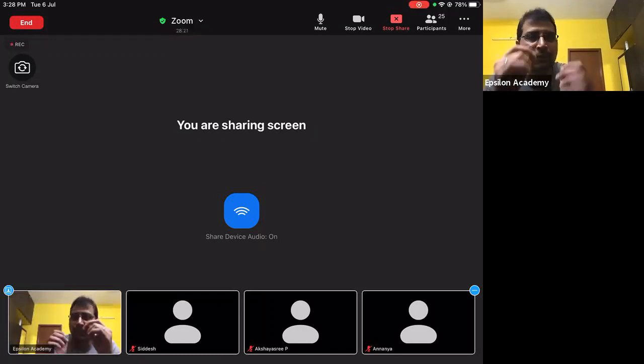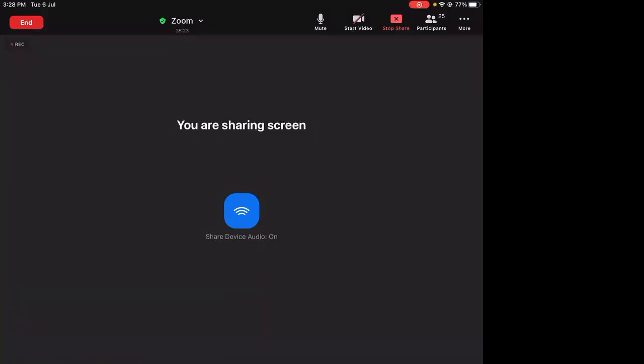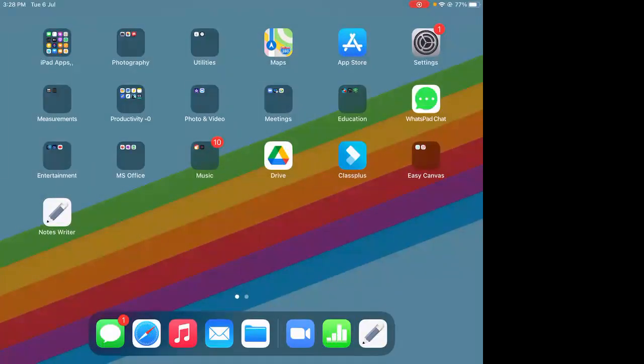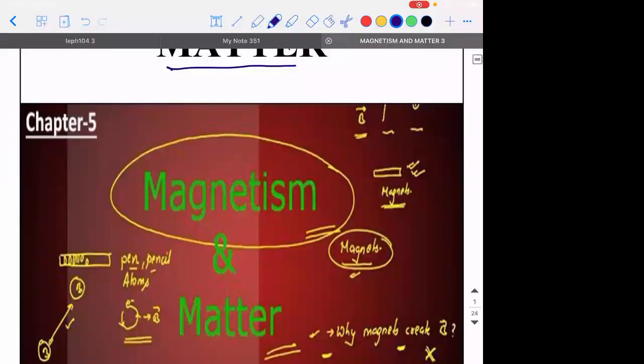Okay. So the first topic that we are going to see is the left out one in your 4th chapter, which is called the magnetic dipole moment of an electron. There is one topic alone that I would not have explained in the 4th chapter. I'll show you which page number it is. Just a minute.